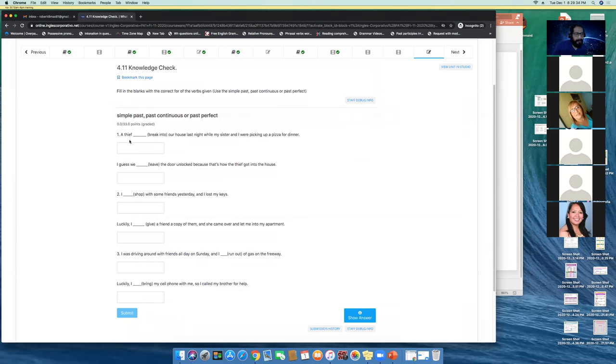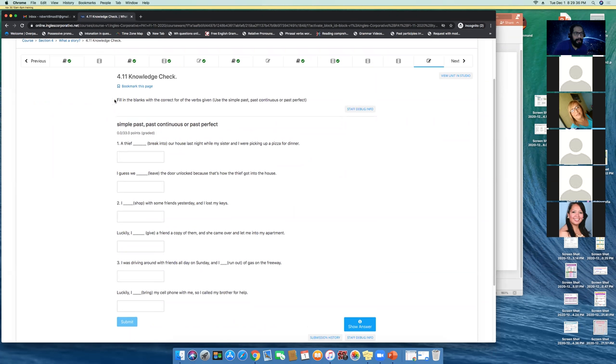Now, let me see here. Fill in the blanks with the correct form of the verbs given. You have to use simple past or past continuous. And because now you guys have seen past perfect, that one is also included. So you can use any of the three. So it's only one of each of these. And then it will start.